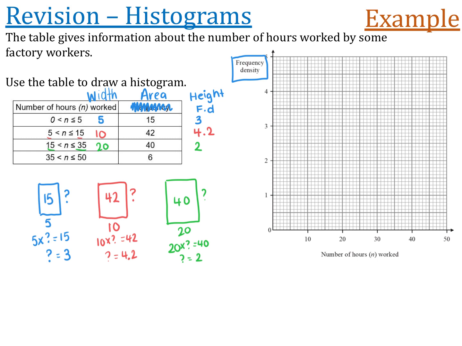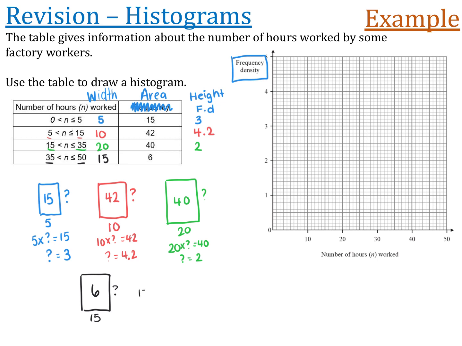And then lastly, we have our final rectangle. It has an area of 6, and it goes from 35 up to 50. So that is a width of 15. So this one's going to be a really funny decimal.